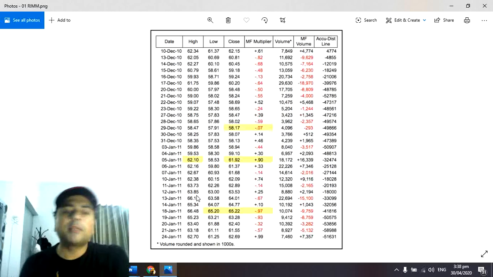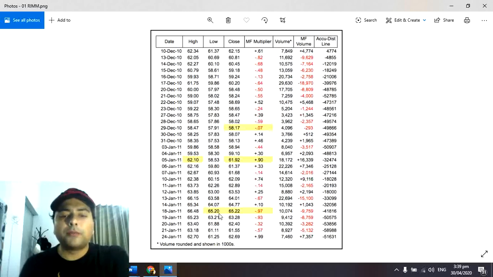Now, money flow multiplier fluctuates between -1 and +1. The multiplier is positive, as you can see on the 5th of June from this RIM datasheet chart. The money flow multiplier is positive when the close for the day is in the upper half of the high-low range for the period, and it is negative otherwise. You can see on 18th of January it is -0.97 when the close is almost near the lower half of the high-low range for the period.